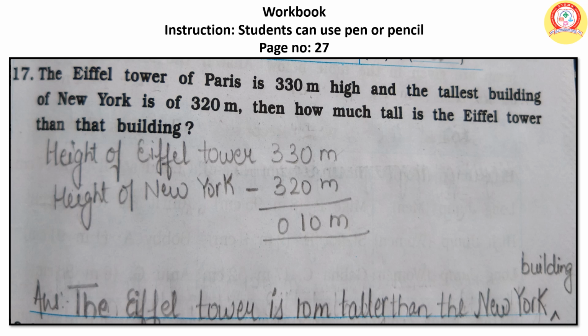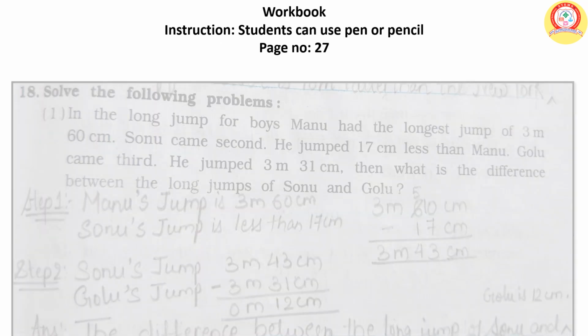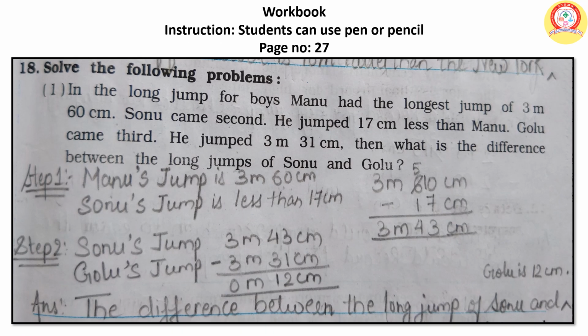When we minus it, children, we will get the answer, what? 10 meter. So the Eiffel Tower is 10 meter taller than the New York building. Okay, children? Now let's move to question number 18.